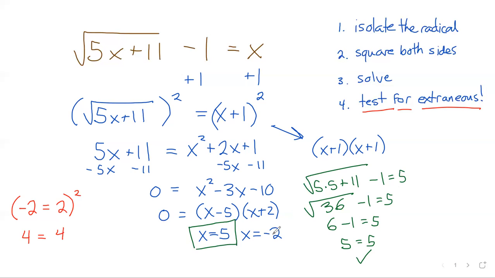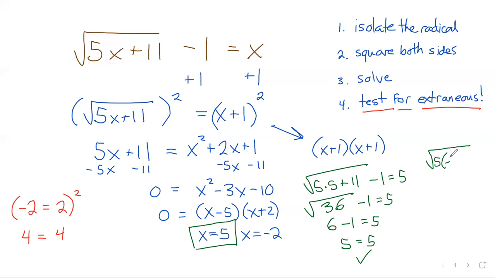Okay, let's check negative 2 now. An important note here is that it's not always going to be that one works and one doesn't. They might both work. They might neither work. It might be that one of them works. We always need to test both of them. So let's try x equals negative 2 now. Again, I'll plug that in.